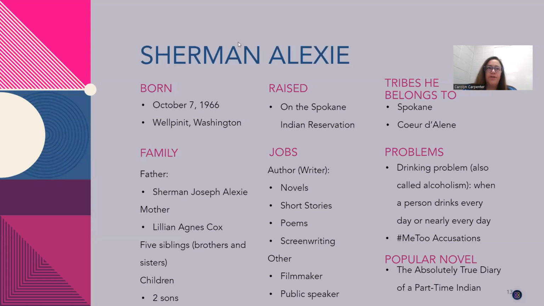So we're going to start talking about Sherman Alexie. Okay, Sherman Alexie is a current novelist, and he has written a book that we are going to read. So let's just get some background information about Sherman Alexie, like where was he born? How many siblings does he have? What kinds of different jobs has he had? Stuff like that. So Sherman Alexie was born October 7th in 1966 in Wellpinit, Washington.